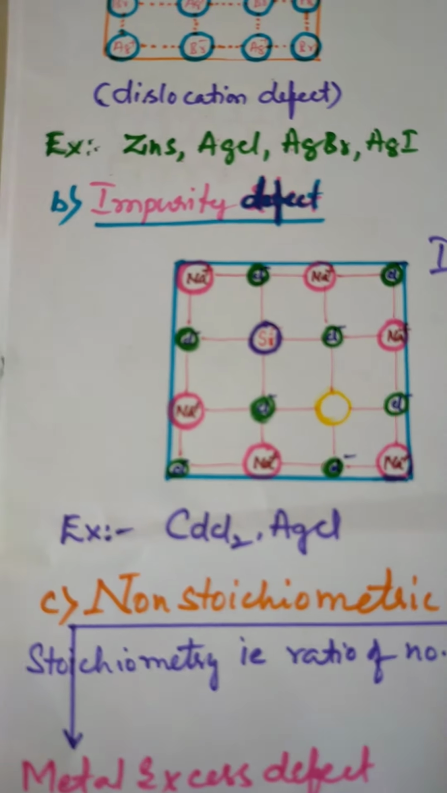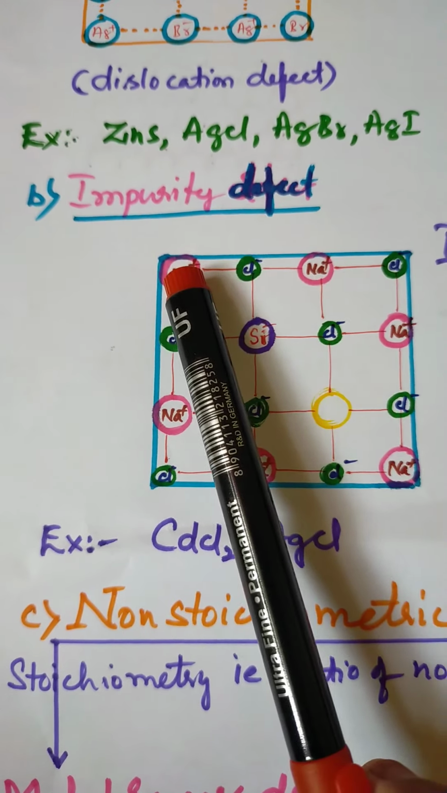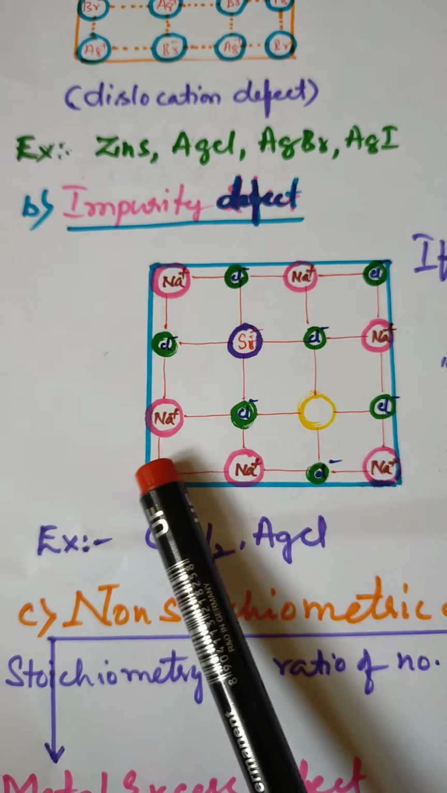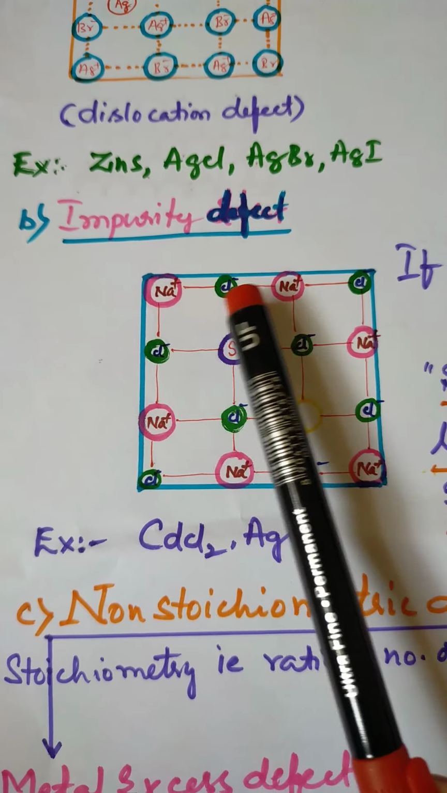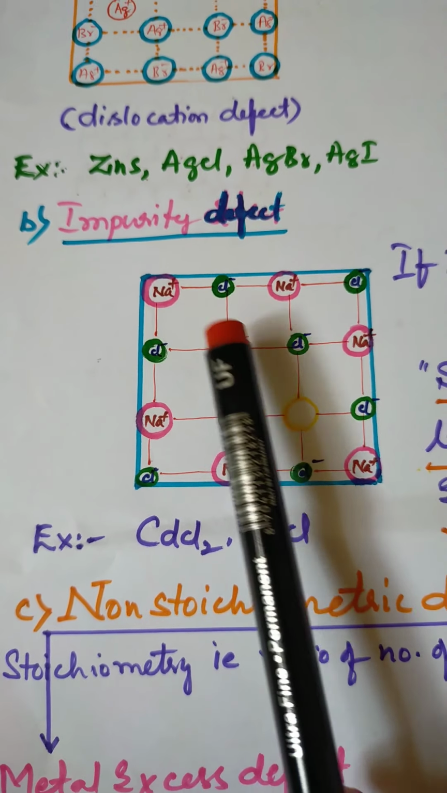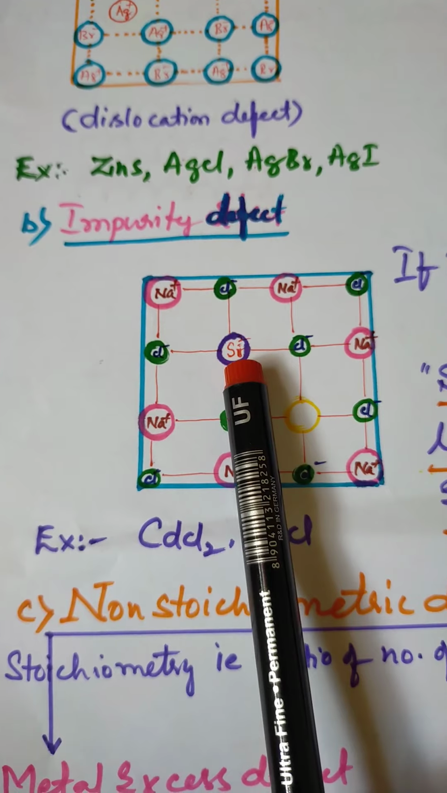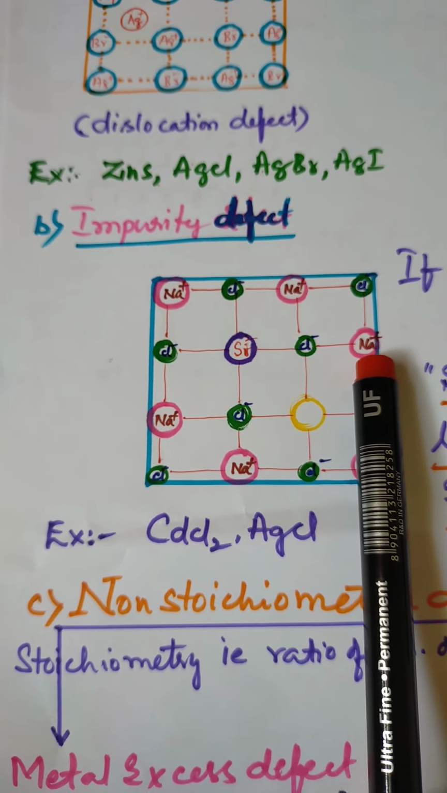Sorry for the interruption. Here an impurity defect is there. Observe this one: sodium and chloride, sodium chloride atoms are there. Sodium I have written in the pink color, and the chlorine is in the green color. But in between, instead of sodium, another element has entered, silicon, strontium, and another element.